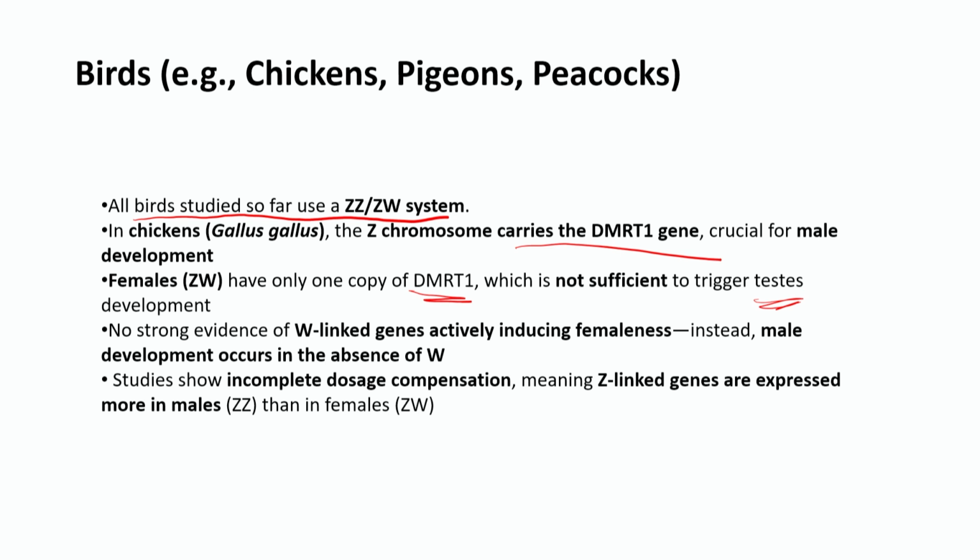That is what it is. So no strong one copy. Why one copy? Because it only has one copy of the Z chromosome. No strong evidence of Y-linked genes that are actively involved in femaleness. So mostly it's the presence of this Z chromosome which is actually required for the determination. So a study shows that in incomplete dosage compensation, Z-linked genes are expressed more in males than females, and they are important for the proper determination of sex.